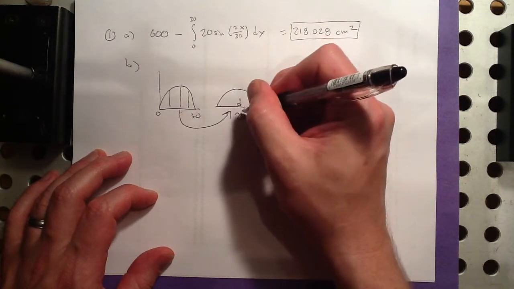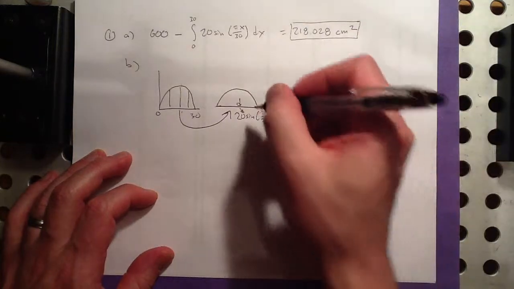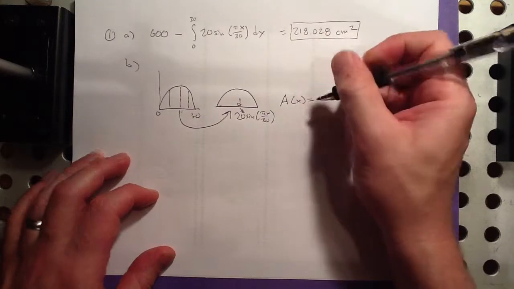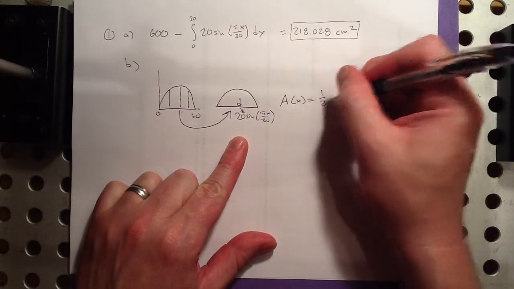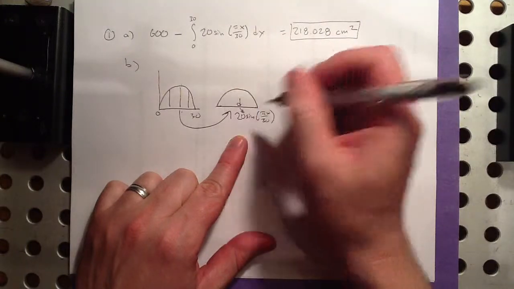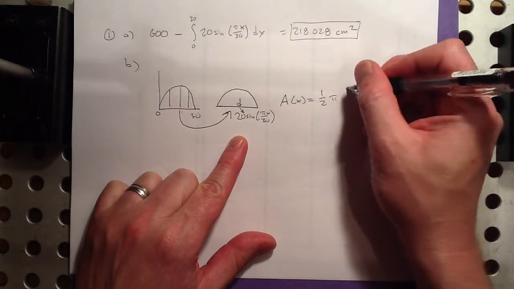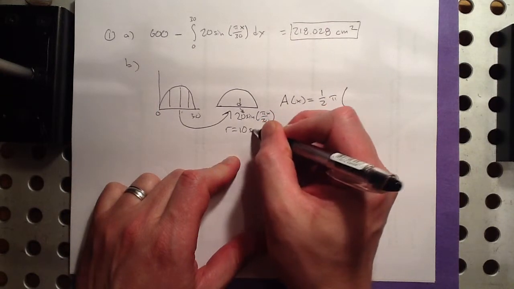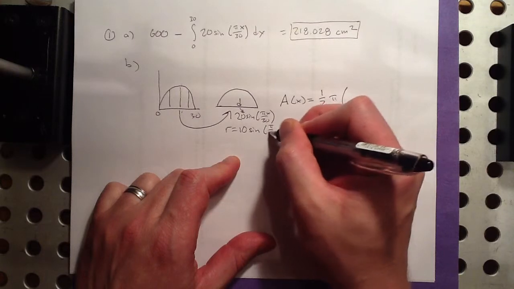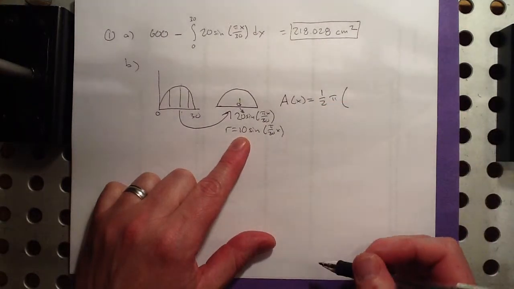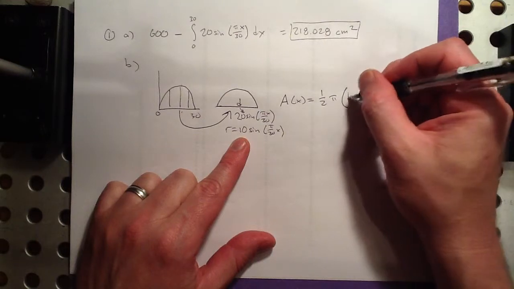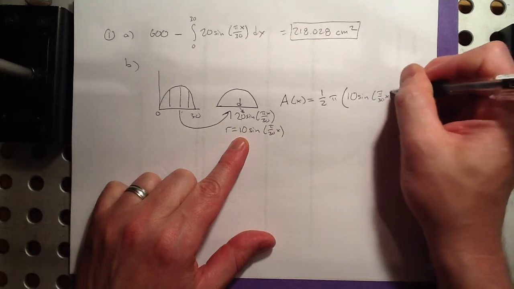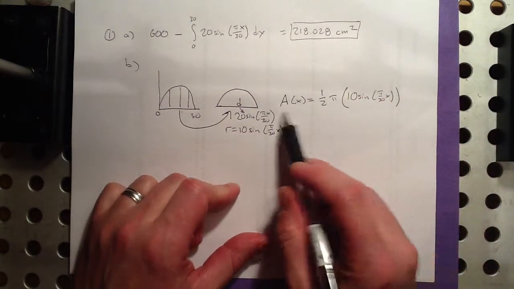That's the diameter, right? So if we want the area of this, the area as a function of x is 1/2 pi r squared. It's not the whole circle, it's just a semicircle. So that's 1/2 pi times, and this is the diameter. The radius would be half of that, right? So that's 10 sine pi over 30x. And that's the area function.